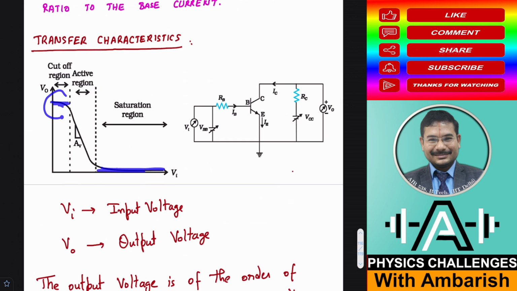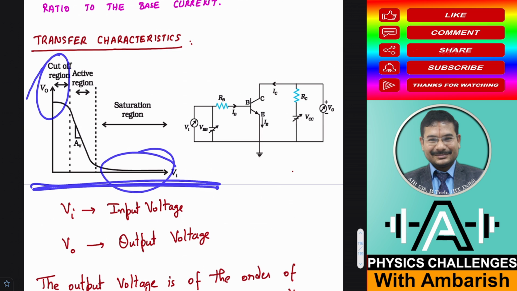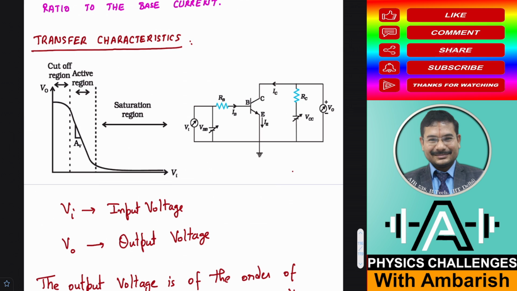And you can see here the behavior is, for low input voltage you are getting high output voltage, and for high input voltage you are getting low output voltage. And this behavior is called the behavior of a NOT gate. When the input is high, you get a low output, and when the input is low, you get a high output. So when you are using the transistors, this region and this region, you call it as a switch or a NOT gate. So that's the working of a transistor as a switch or a NOT gate.